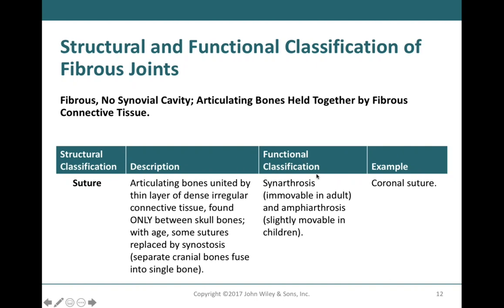In the adult, these are synarthrotic joints. These will not move at all in the adult because these bones are going to be held together very, very tightly. However, in children, the bones of the skull are still fusing together. So in kids, these are actually going to be amphiarthrotic joints because these bones have not fully fused. So we'll see this making up the coronal suture, we'll see this in the sagittal suture, the lambdoidal suture, and so forth. And our one example of a synostosis is going to be the frontal suture.